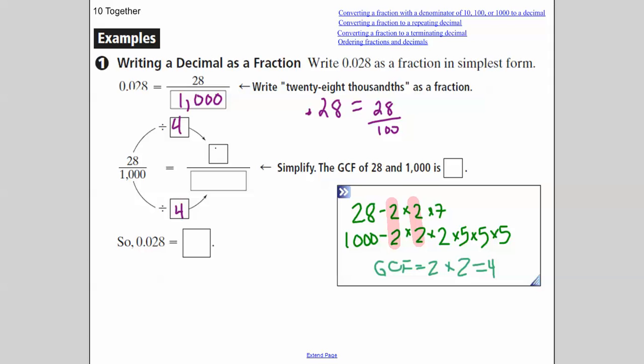28 divided by 4 is 7. 1,000 divided by 4 should be 250. Again, 100 divided by 4 is 25, so I've got an extra 0, so that's 250. All right, so 28 thousandths as a decimal is equivalent to 7 over 250 as a fraction.